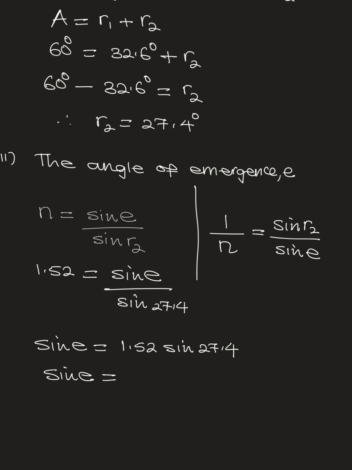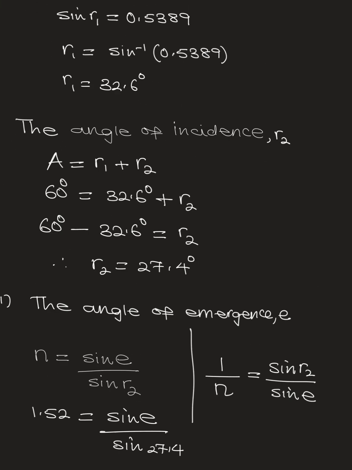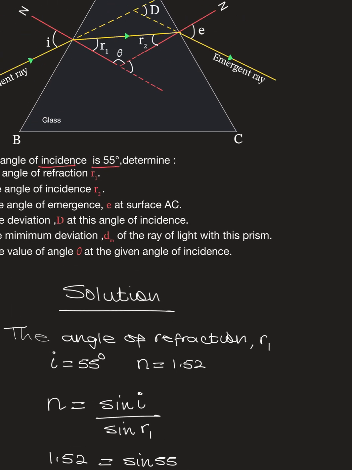gives 0.6995. To find E, that will be the sine inverse of 0.6995. So the angle of emergence is 44.4 degrees. Moving on to the fourth question.